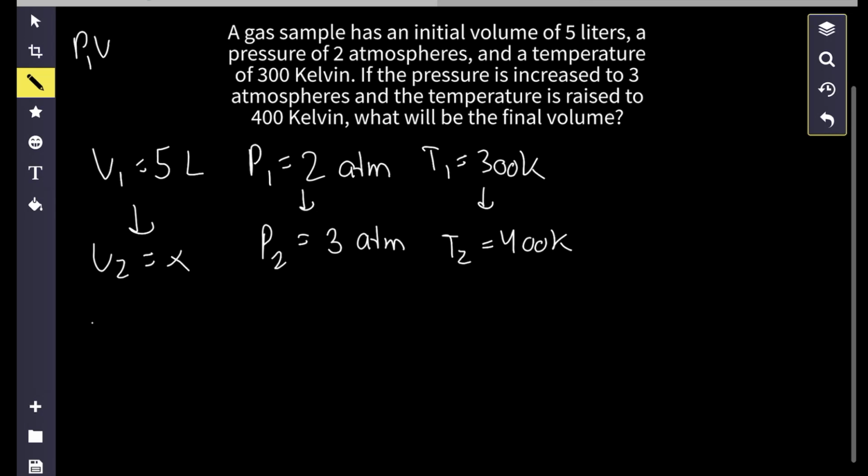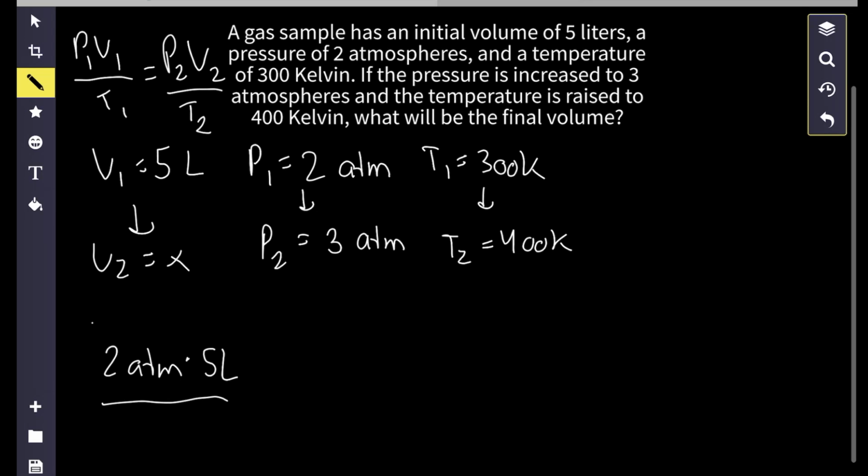P1 times V1 divided by T1 equals P2 times V2 divided by T2. And you can see that's the reason why it's called the combined gas law. Everything's combined from Charles's law, Boyle's law, and Gay-Lussac's law. Let's plug this into our equation. So we're going to get P1, which is 2 atm, times V1, which is 5 liters, divided by T1, which is 300 degrees Kelvin, equals P2, 3 atm, times V2, x, divided by our final temperature.